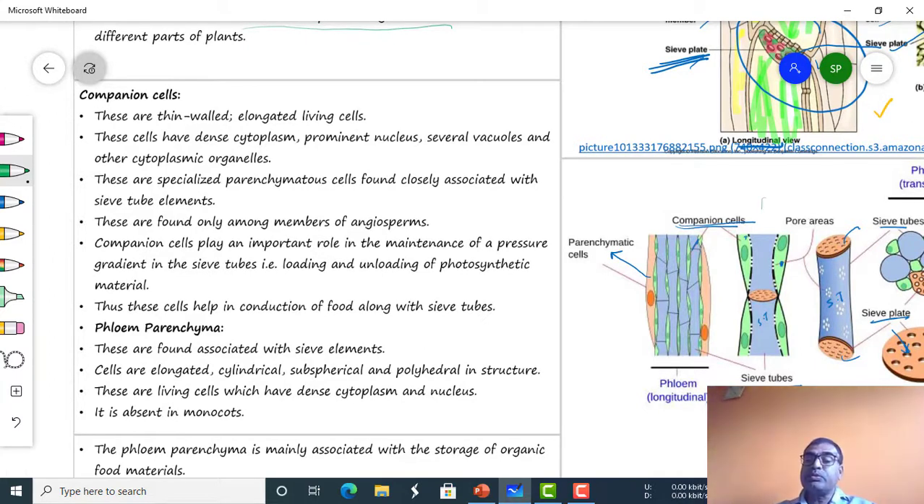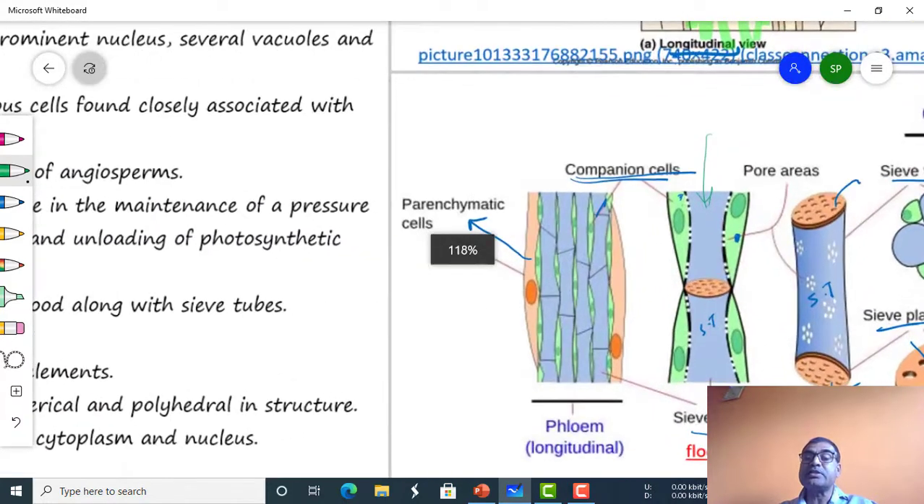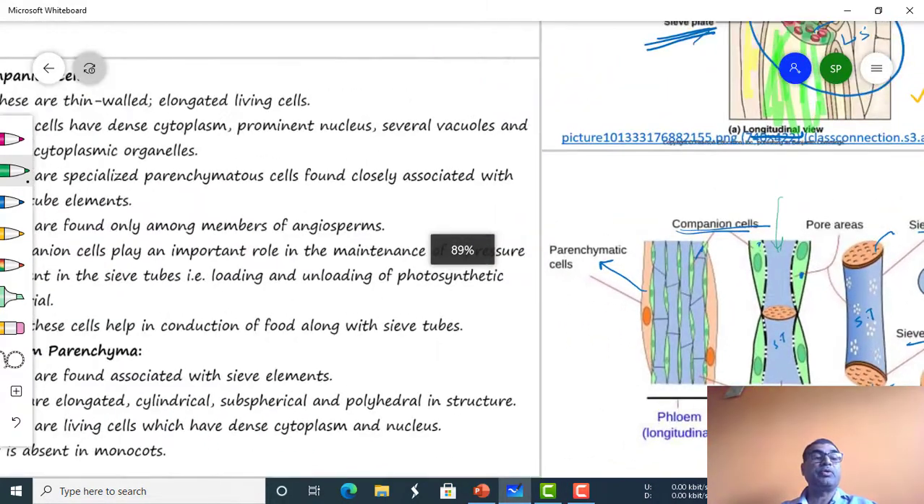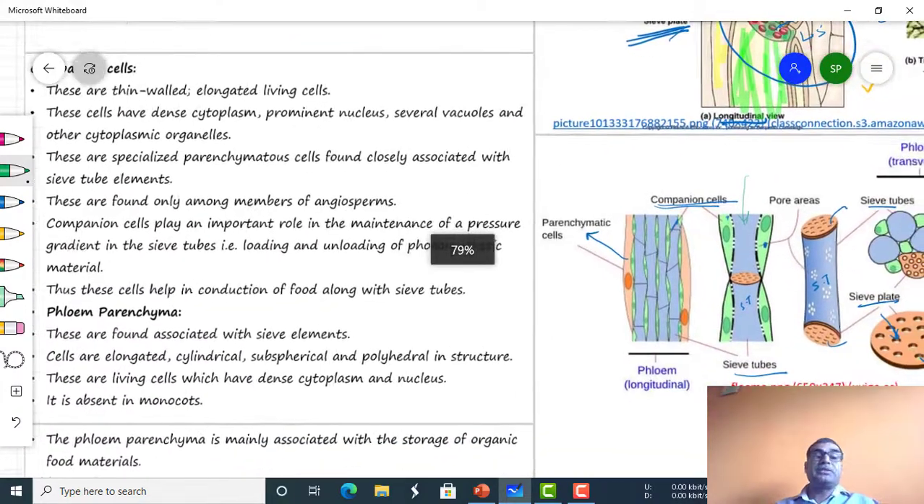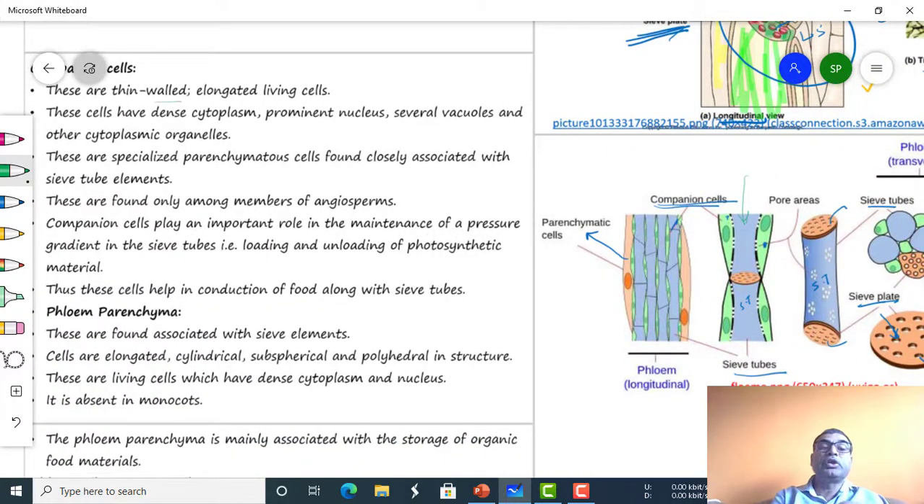If you see this figure, this one is a sieve tube, and these greenish colored cells are the companion cells. These companion cells are thin-walled and elongated cells. These cells have dense cytoplasm, a prominent nucleus, several vacuoles, and other cytoplasmic organelles. That means these companion cells are living. These are specialized parenchymatous cells found closely associated with the sieve tube element.